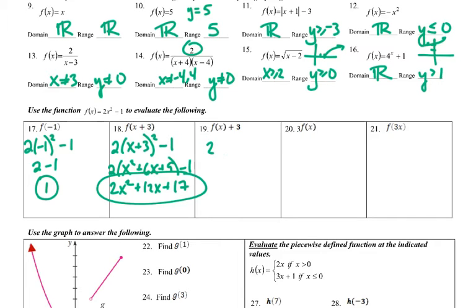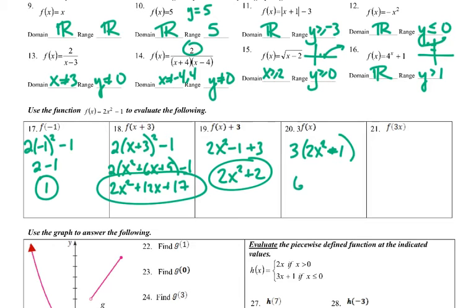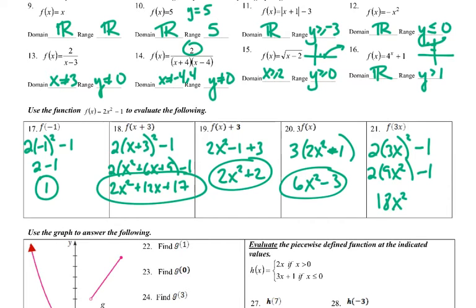F of x plus 3 is different. Now you're adding, 2x squared minus 1 plus 3, or 2x squared plus 2. 3 times f of x is 3 times the quantity 2x squared minus 1, or 6x squared minus 3, and then f of 3x, 2 times 3x quantity squared minus 1. So each one here was just like a slightly different problem, right?